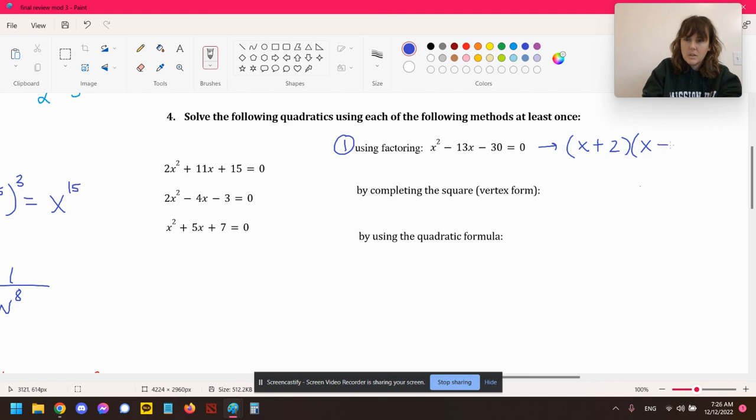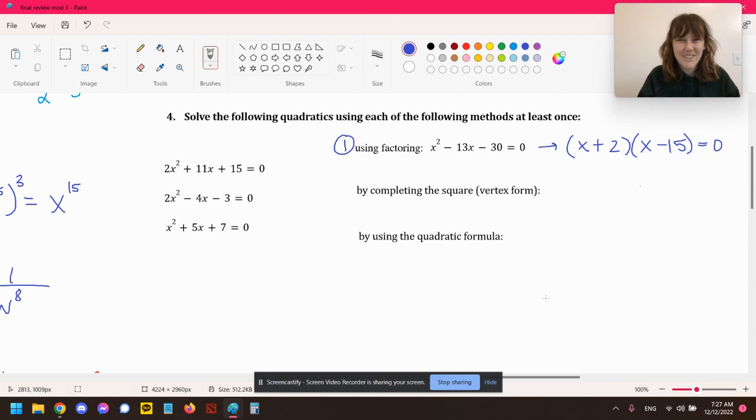I said it was going to be easy. I think this one's going to be +2 and -15, right? -15 times +2 is -30. -15 plus 2 is -13. The reason I found that one so fast is because I've done this problem 1,000 times.